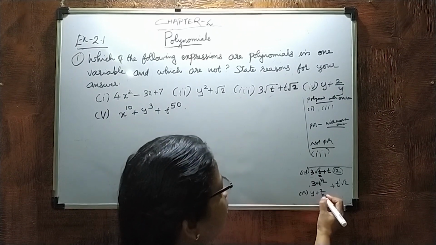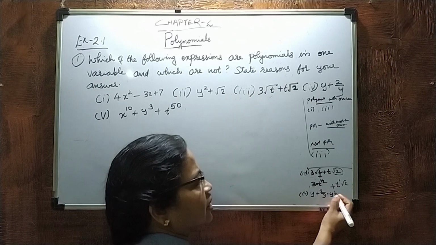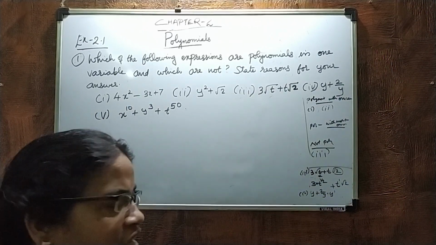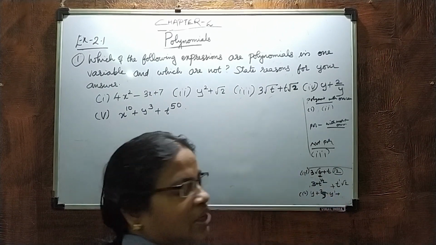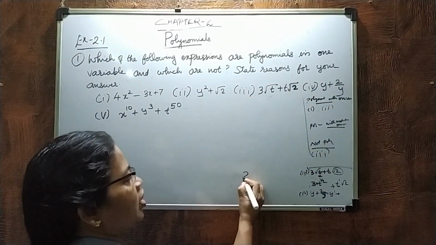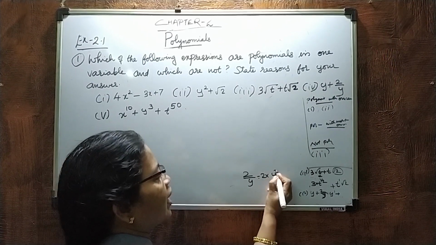y plus 2 by y. Right? So here y raised to 1 is there. Nothing is there means 1 is there. y raised to 1 plus, what is 2 by y? 2 by y means it is 2 into y raised to negative 1.